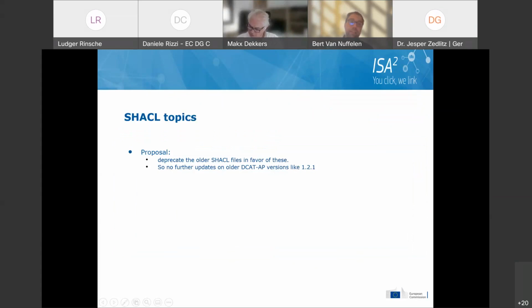We had references to requests to alter the DCAT-AP SHACL shapes of 1.2.1 and to update them. Now, our proposal is just to deprecate that because we are going forward. So we would propose not to do further updates on the older ones, but keep maintaining and improving the new ones. So that is our proposal, and not just close the issue. And I see +1s, 1, 2, 3, 4 coming in on the proposal.